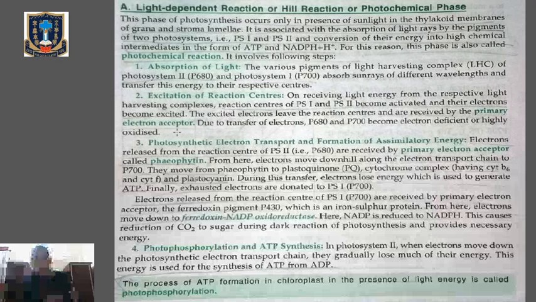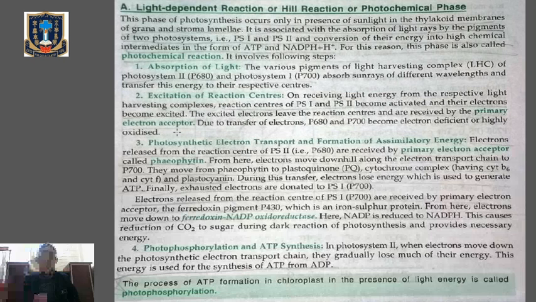Now this particular phase is characterized by the absorption of light rays by PS1 and PS2. So here PS1 and PS2 will absorb the light rays, and that absorbed light will be converted into chemical energy, stored as energy or stored food in the form of ATP and NADPH plus H plus. Clear? So what you learn is that light dependent reaction takes place in the presence of light, and the site is mainly the thylakoid membrane of the grana and the stroma lamellae.